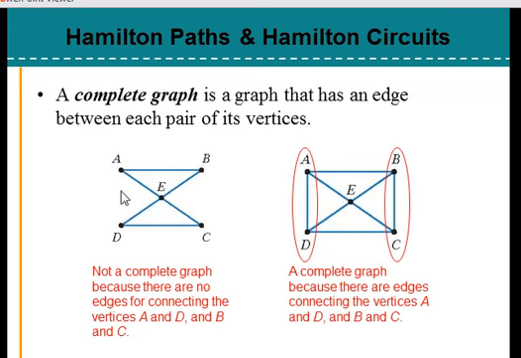In order for this to be a complete graph, we would have to put in those edges. So we have done that on the right. As you can see, now we have an edge between each pair of vertices. Each and every pair of vertices, we have an edge between them. So this gives us what we call a complete graph.